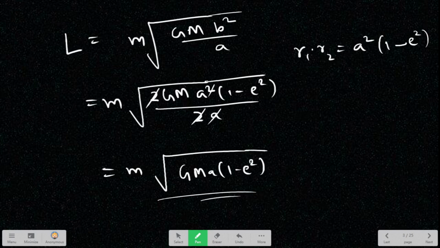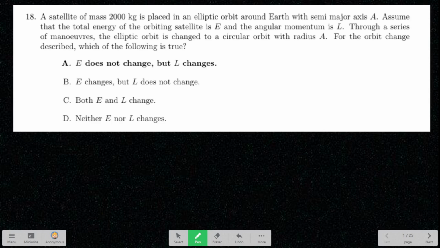Now let's come back to our question. So first, the orbit was elliptical. In that case, L is equal to m into root of GM, the semi-major axis is given, it is capital A, into 1 minus E square.